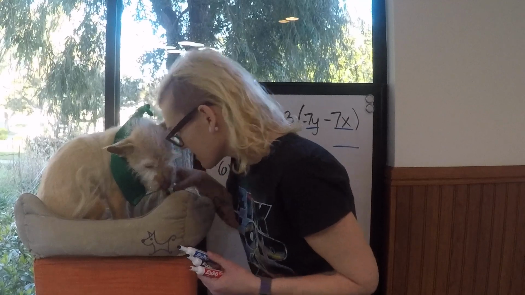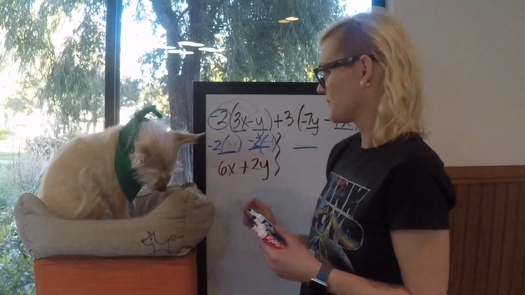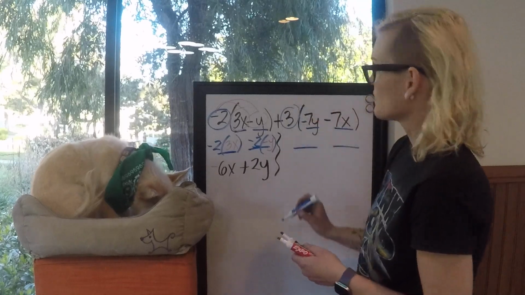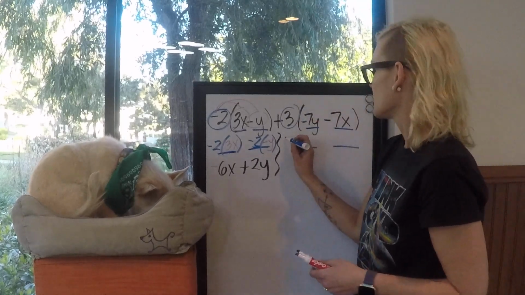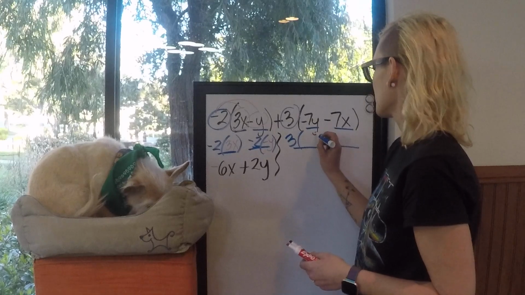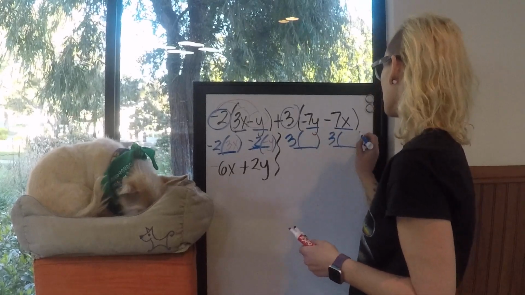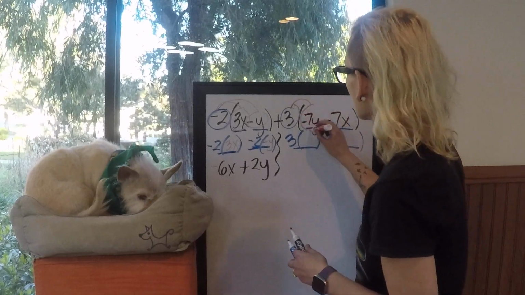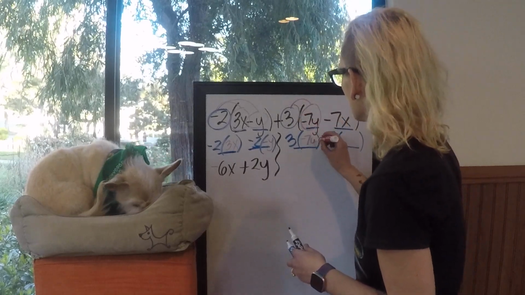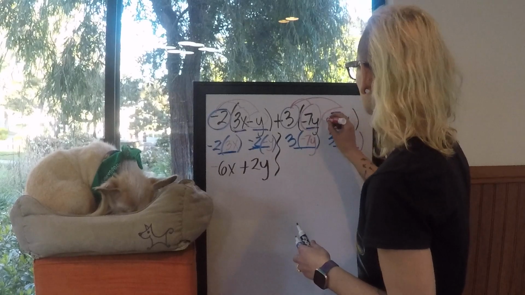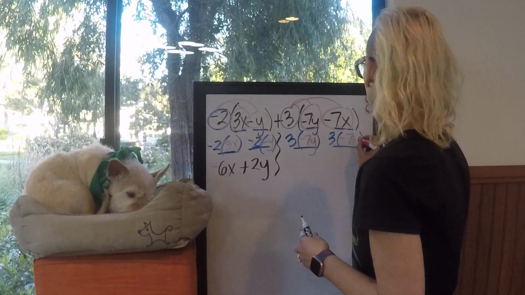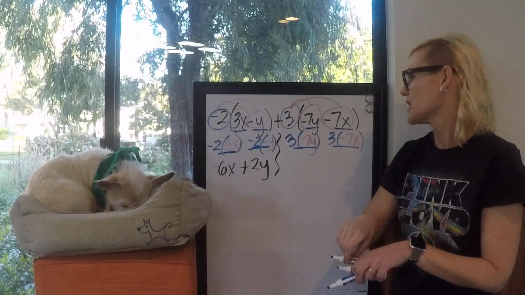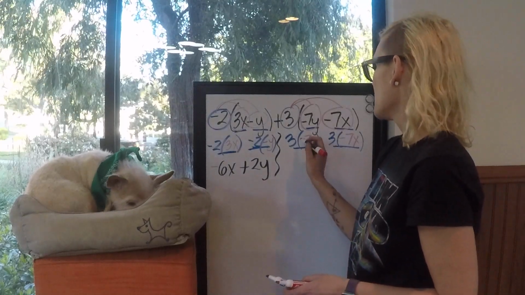What's wrong? There you go. And then my 3 is what's being distributed to each of those. Okay, so I'm going to set that up. So 3 is being distributed. It's being distributed to a negative 7y, and it's being distributed to a negative 7x. Alright, so now that I've done the distribution, let's go ahead and multiply.